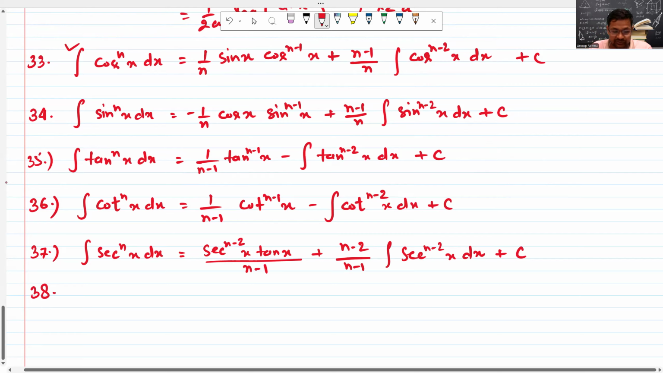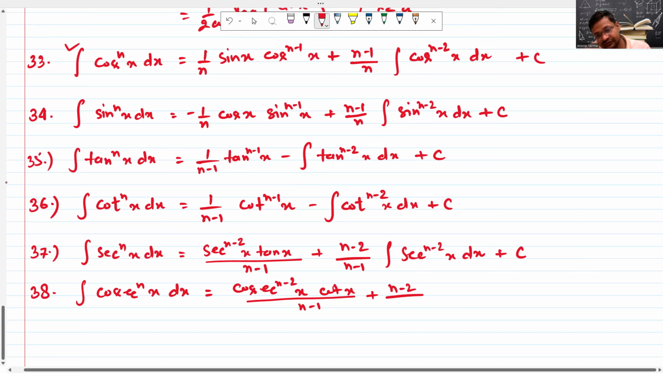The eighth formula is the last one in your textbook as well. The integration of cosec to the power n of x dx is equal to cosec to power n minus 2 of x cot of x divided by n minus 1, plus n minus 2 divided by n minus 1 integration of cosec to power n minus 2 of x dx, plus c.